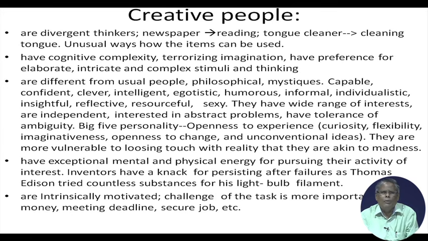By saying so, I am not saying that the child is more creative than us. What it means is that the unusual ways in which items can be used reflect creativity. And these creative people are divergent thinkers; they can think of multiple possibilities for a given problem. They have cognitive complexity, a rich imagination, and a preference for elaborate, intricate and complex thinking. They can think of a question like this: can we make a car that can take us from the earth to another planet?